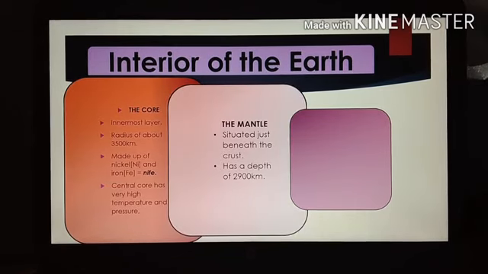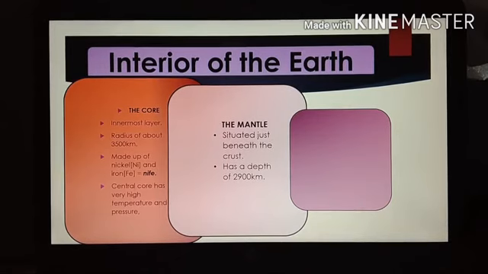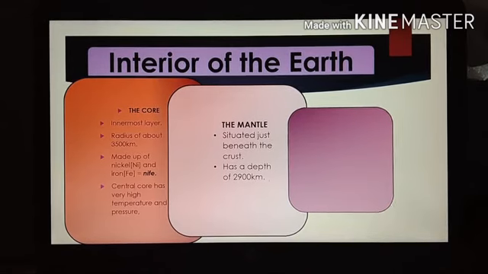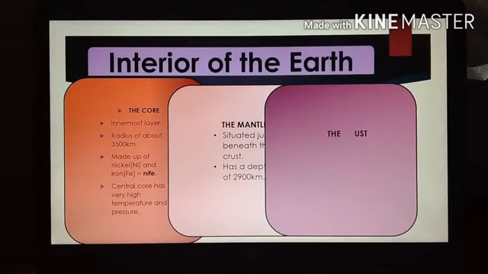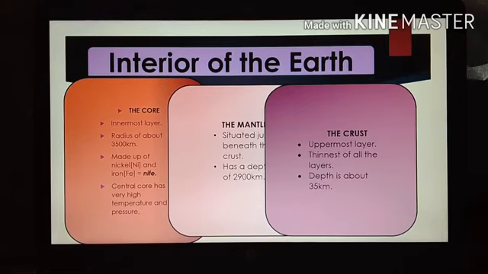The second layer is the mantle. Mantle is the layer just beneath the crust, and it has a depth of 2,900 kilometers. Now, the third, the uppermost layer, is the crust, and it is the thinnest layer of all, with a depth of only 35 kilometers. In comparison, it is very small compared to the mantle and the core.